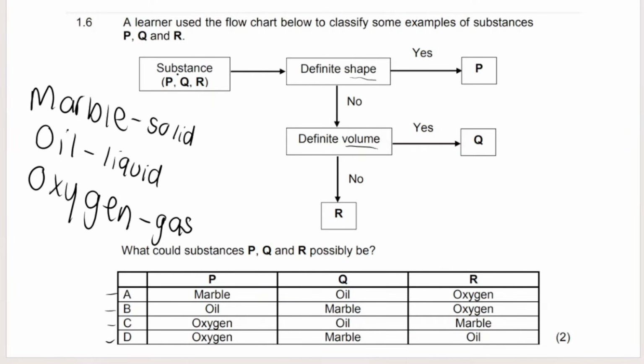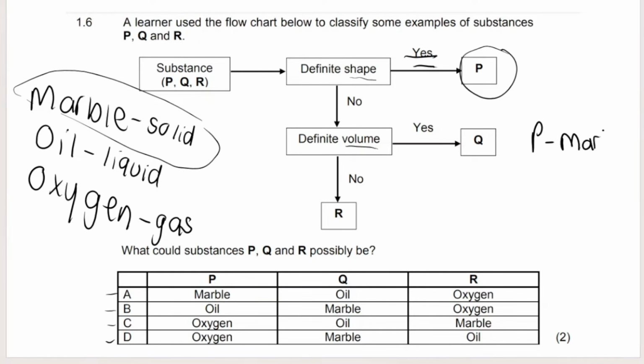They say that if a substance has definite shape, yes, that substance is P. Out of solid, liquid, and gas, which of those 3 phases have definite shape? Our solids. So that means P is definitely marble. Then they say definite volume, yes or no.